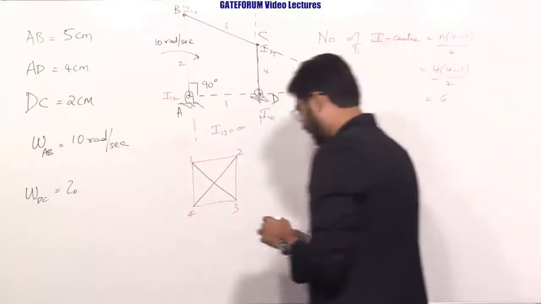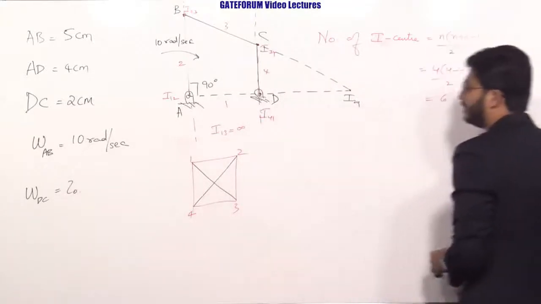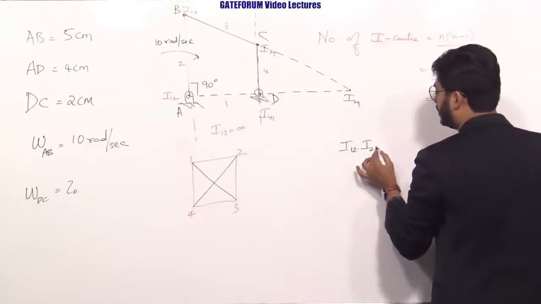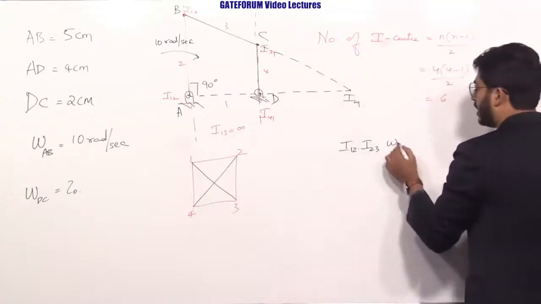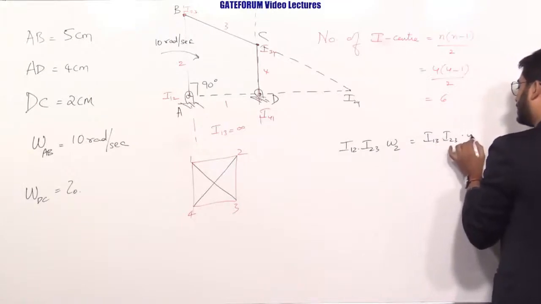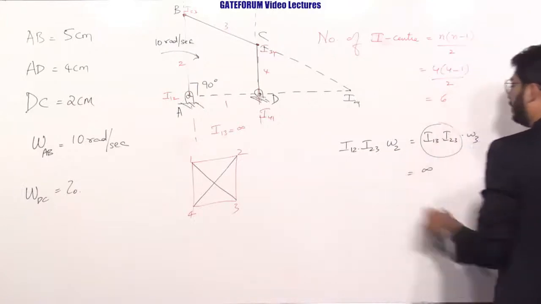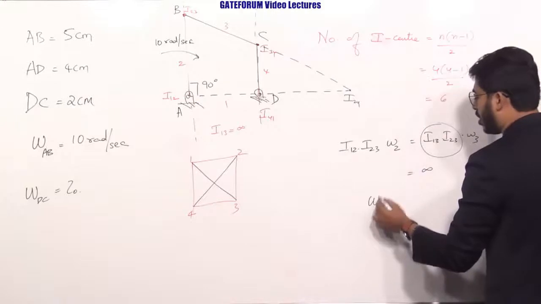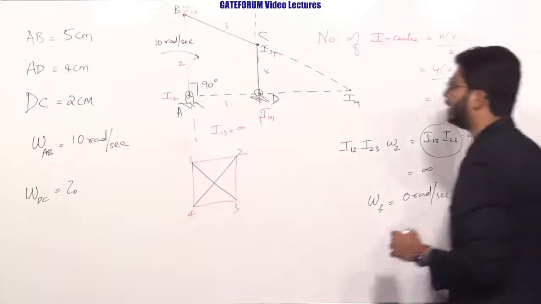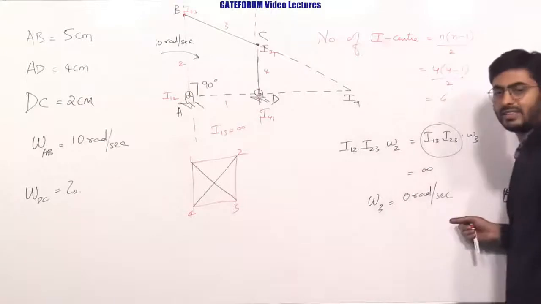Now remember, if I13 is infinite and I apply Kennedy's theorem, I12 I13 into omega 2 is equal to I23 I13 into omega 3. This value is infinite and these two are finite values, because of this omega 3 will be 0 radians per second. If you have input link and output link parallel to each other, the velocity of the coupler link has to be 0. Omega 3 will be 0.